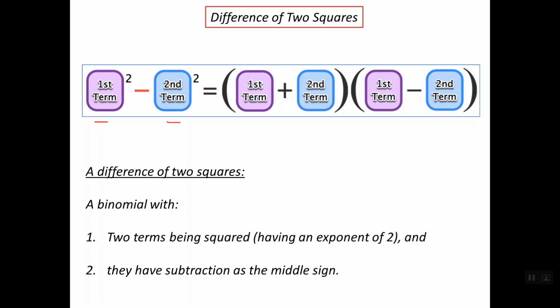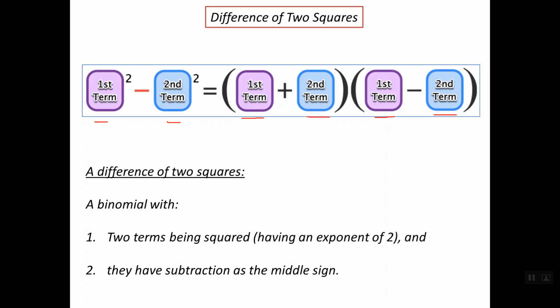Simply we can simplify these squares into two factors. The first factor is the sum of the first term plus the second term. This is multiplied by the second factor, which is the first term minus the second term. So this is called a difference of two squares.